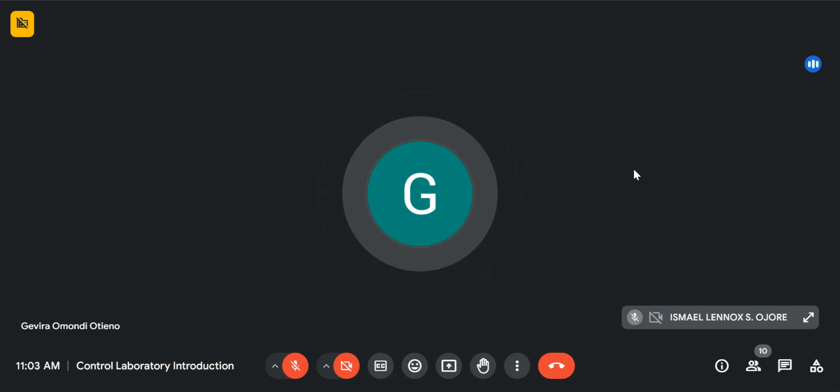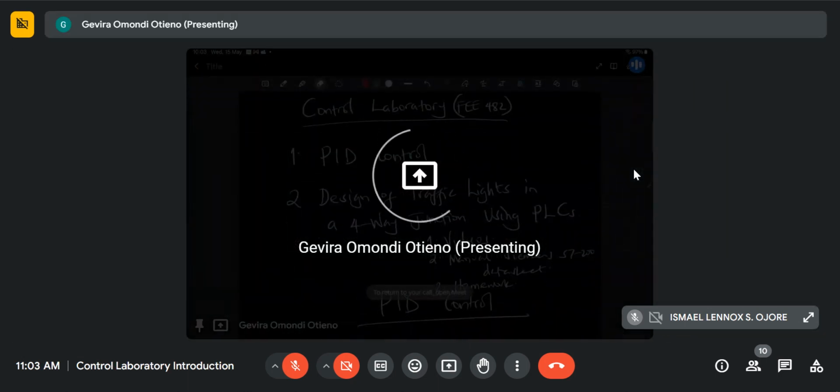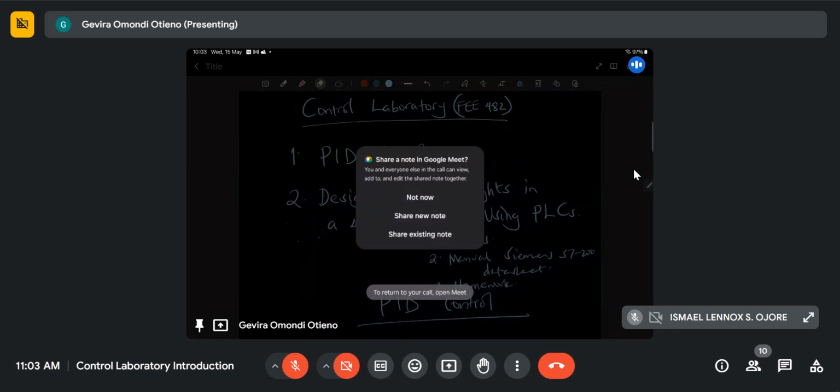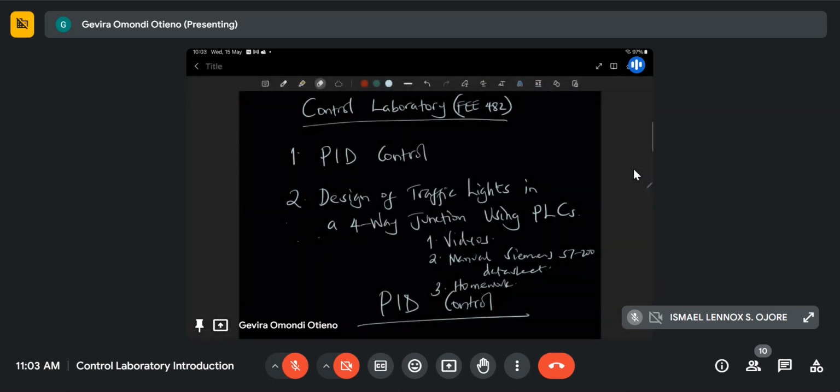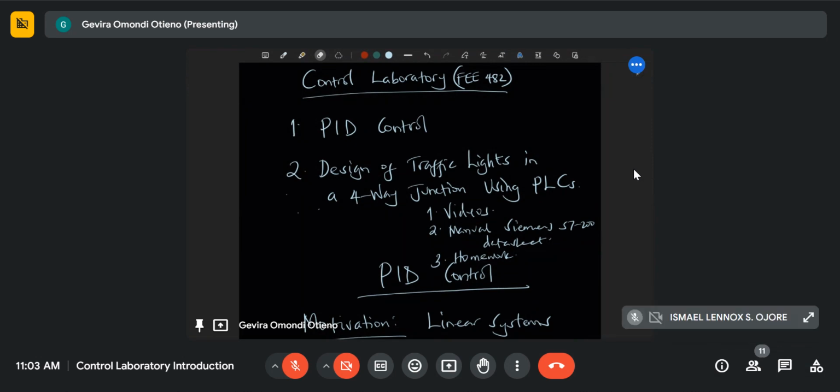So allow me to share my screen so that we are able to introduce this in a proper format. So now, I know you've been provided with lab manuals from Alice, and she has given you a set of 3 in 2. That means there's a lab that has 2 manuals, but it's a similar experiment. And then, of course, there's the second laboratory, which is on the traffic lights.